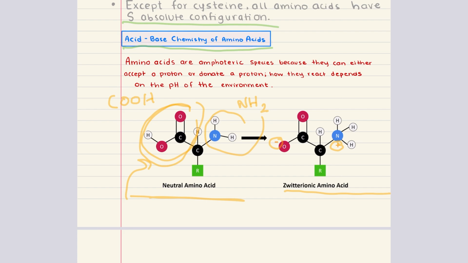Here's how this happens. In water, the carboxyl group tends to lose a proton and it becomes negatively charged. And then the amino group tends to gain a proton and it becomes positively charged. So even though the molecule carries both charges, they ultimately cancel each other out, and this results in a Zwitter ionic form. This is electrically neutral overall.